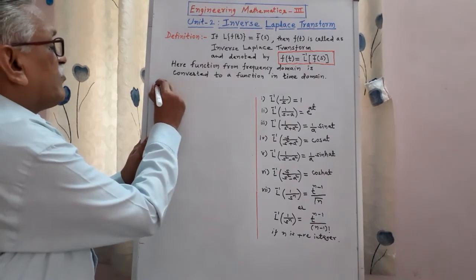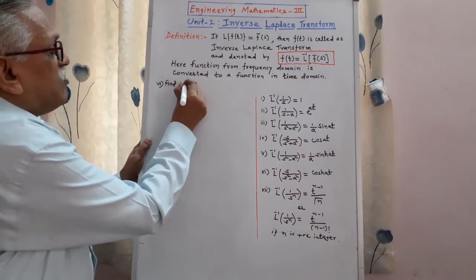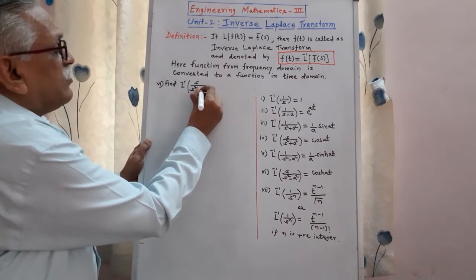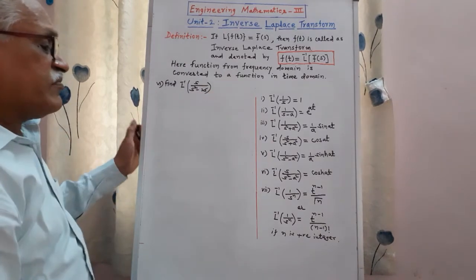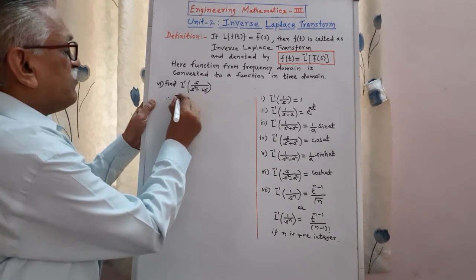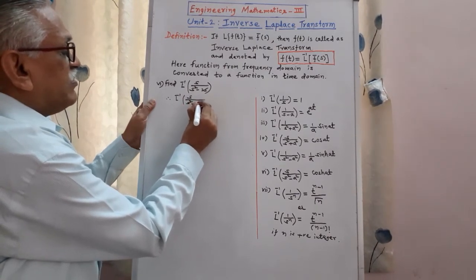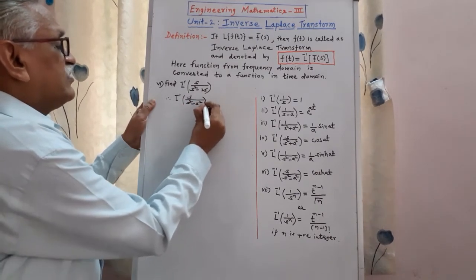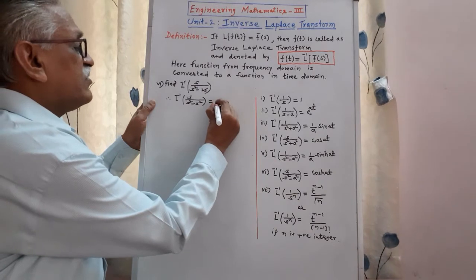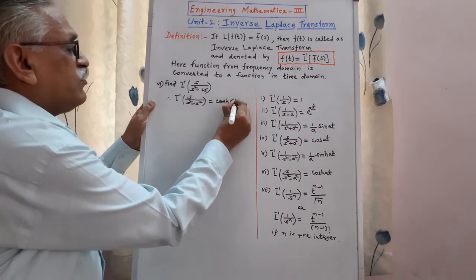Six, find inverse Laplace of s upon s square minus 25. 25 means 5 square, and therefore applying this result, inverse Laplace of s upon s square minus 5 square is equal to cosh at, cosine hyperbolic at, where a is here 5, therefore cosh 5t.